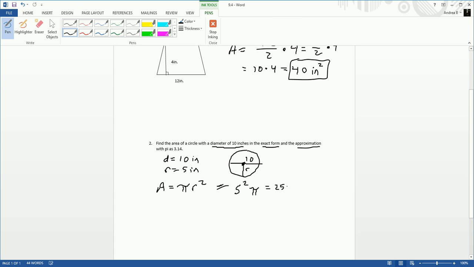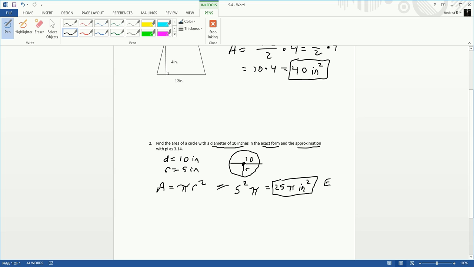So in terms of our exact form here, we'd have 25 pi, and our units once again would be inches squared because we started out with inches and we are finding an area, so it is squared. So this would be in that first form, in the exact form. So we'll put E here for exact form.